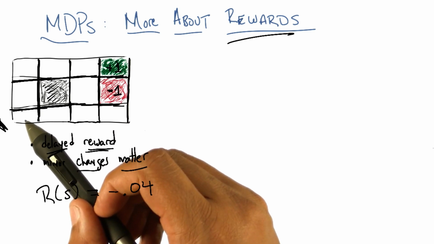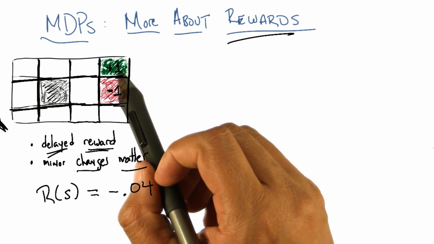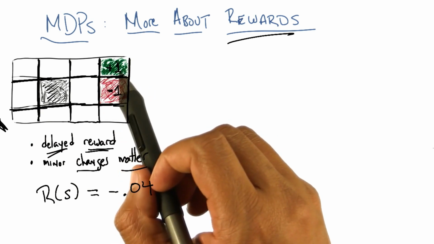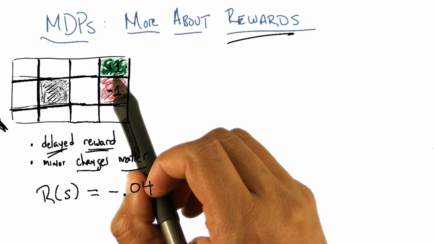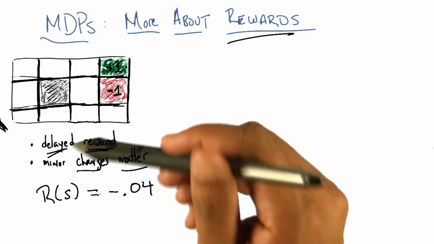That's the way I've set this up. And you don't get to stop until you reach either +1 or -1. We'll call these terminating or absorbing states. Once you reach one of these, that ends the game. What would having a small negative reward like this encourage you to do?